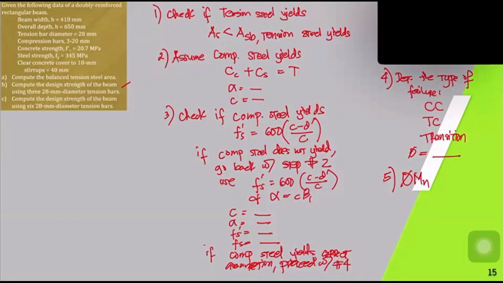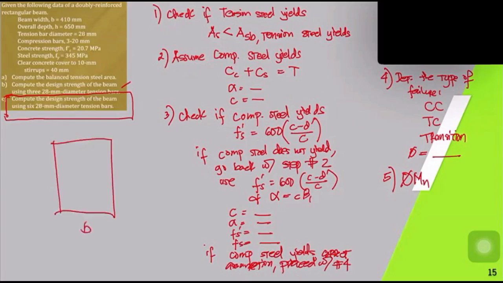So your assignment is letter C. Compute the design strength of the beam using a 628 mm diameter tension bar. So the same given, the same B, the same H, the same compression bar, which is 320 mm. But now you will now use 628 mm tension bars. So any question, clarification before we end the session?